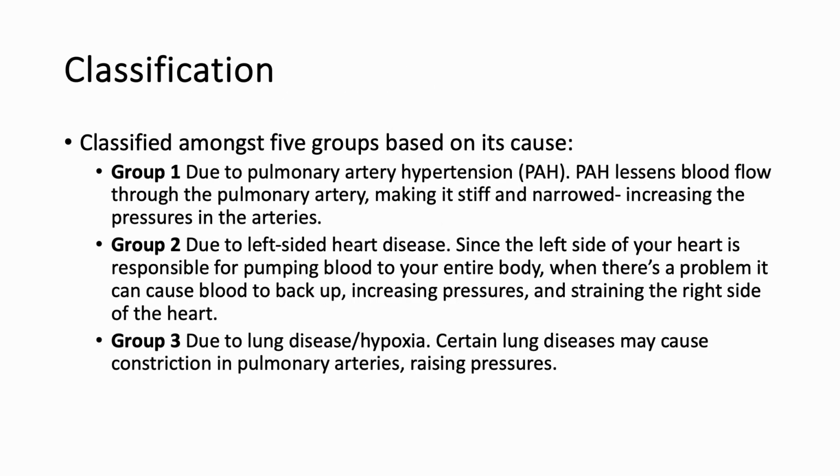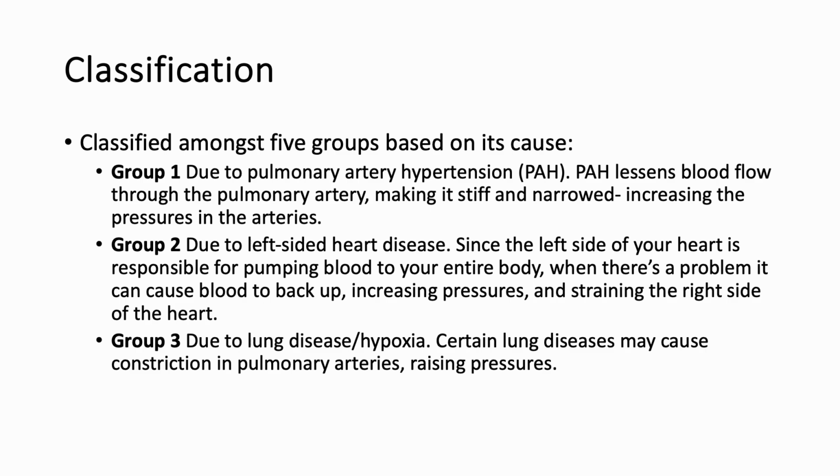Pulmonary hypertension is classified among 5 groups based on its cause. Group 1 is often idiopathic. It's pretty rare, just related to lessened blood flow through the pulmonary arteries, which causes stiffening and narrowing, thus increasing the pressures. Group 2 is our most common type of pulmonary hypertension.